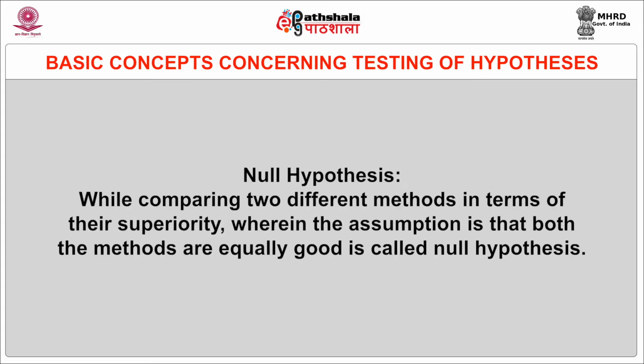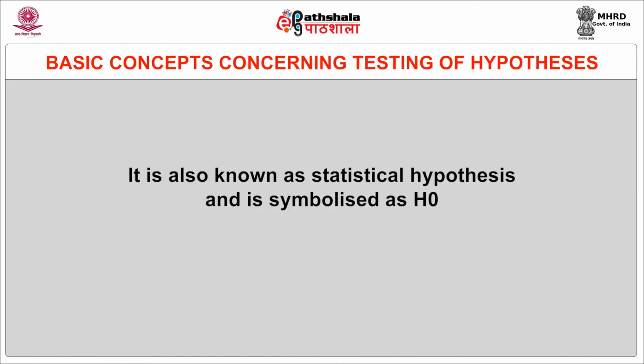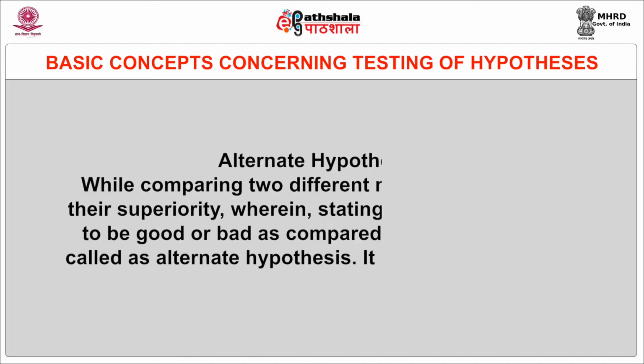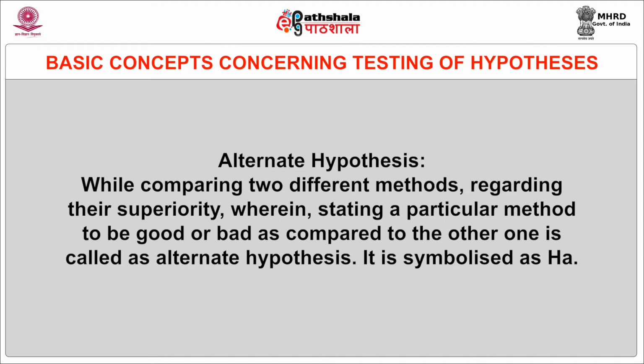The null hypothesis, while comparing two different methods in terms of their superiority, wherein the assumption is that both the methods are equally good, is called the null hypothesis. It is also known as the statistical hypothesis and is symbolized, as already told, capital H with a small o. The second hypothesis is the alternative hypothesis. While comparing two different methods regarding their superiority, stating a particular method to be good or bad as compared to the other one is called an alternative hypothesis. It is symbolized, as already told, capital H with a small a.